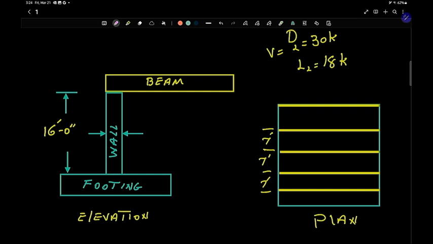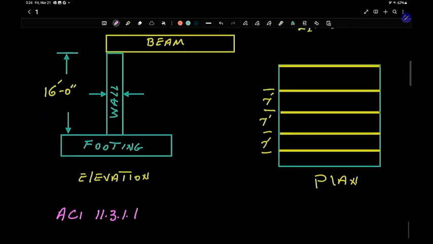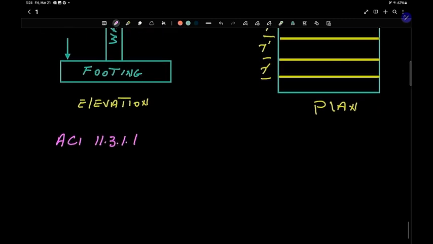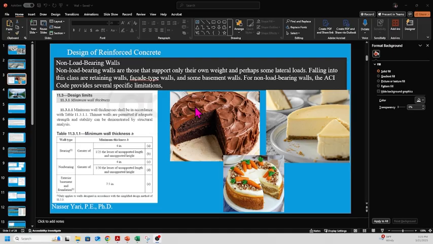The first thing we're going to do is go to ACI 11.3.1.1. Let me bring that up. So here's ACI 11.3.1, minimum wall thickness. The minimum wall thickness shall be either A or B. Either this one, 4 inches, or 1 over 25. So let's go ahead and work on this wall thickness.